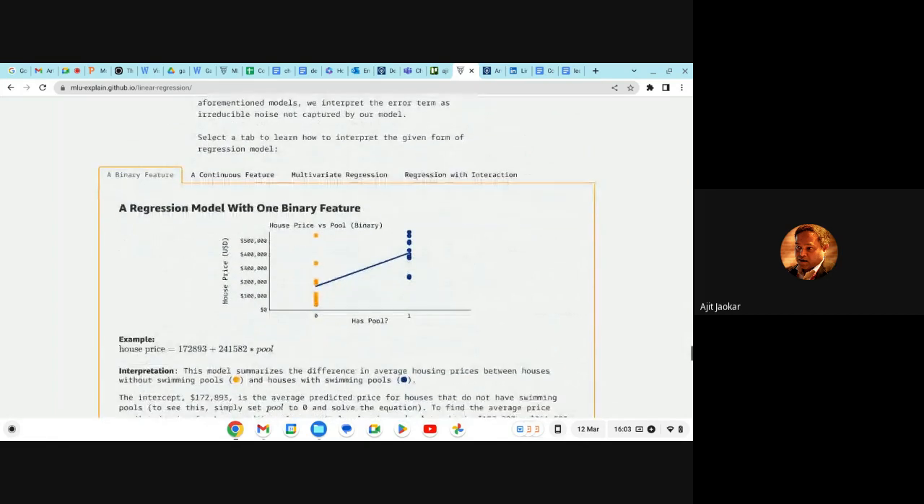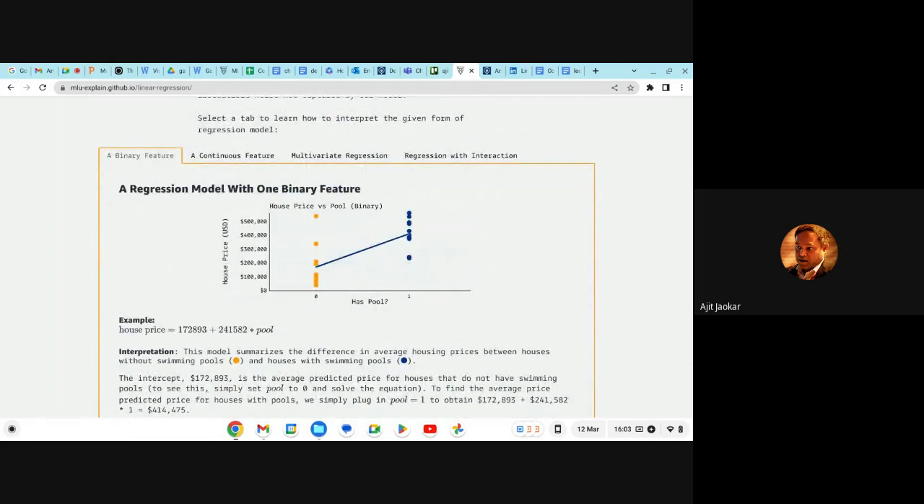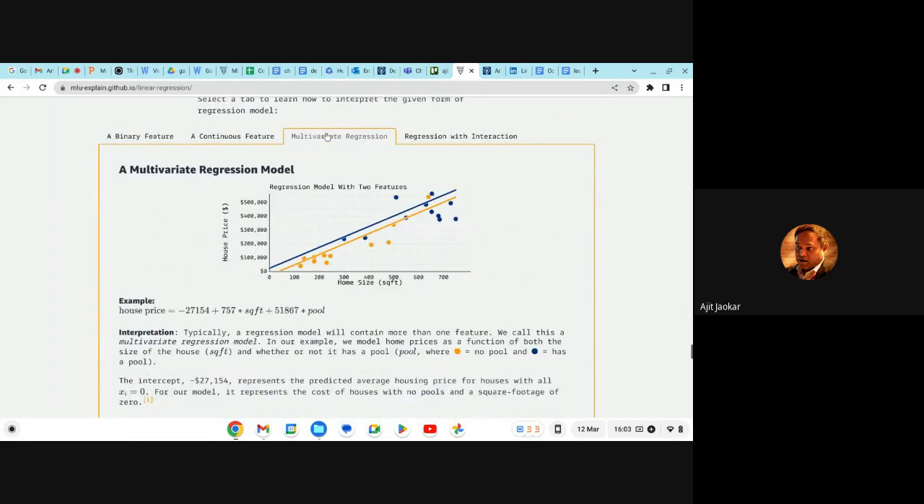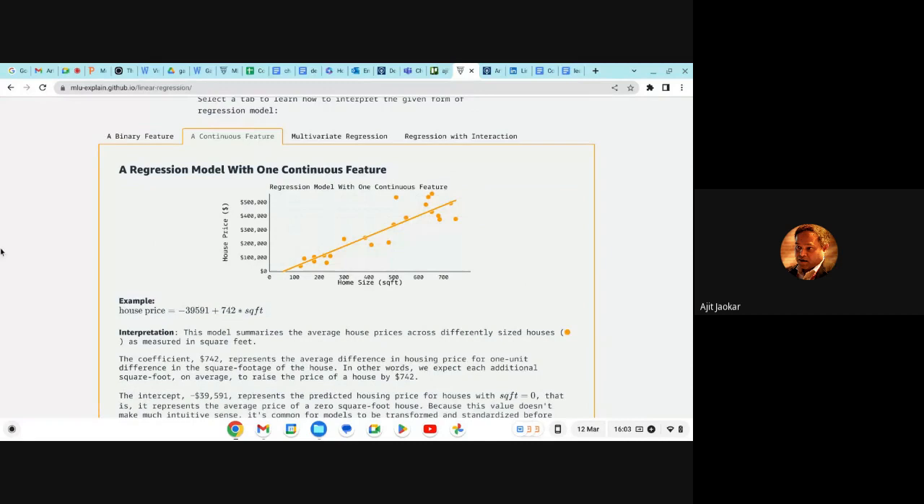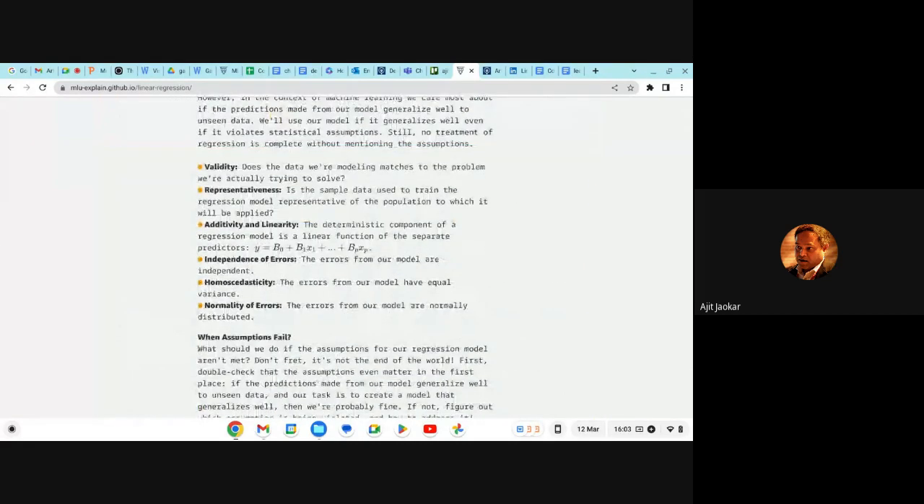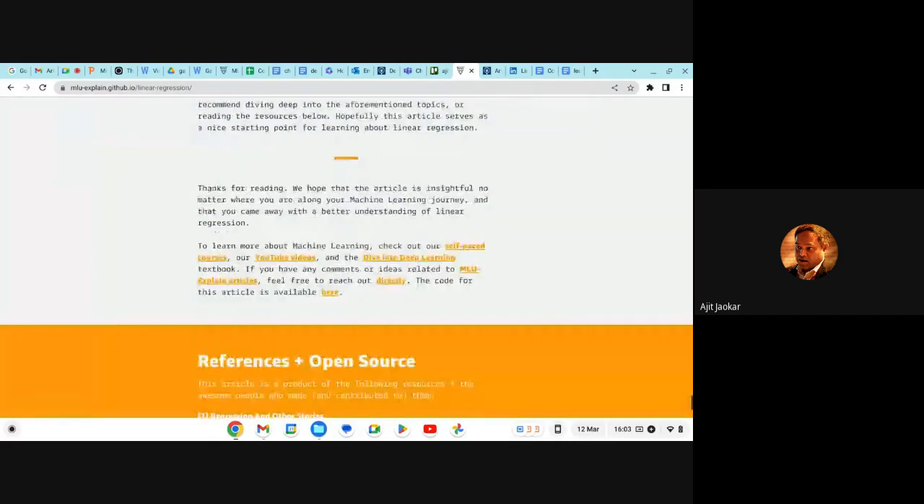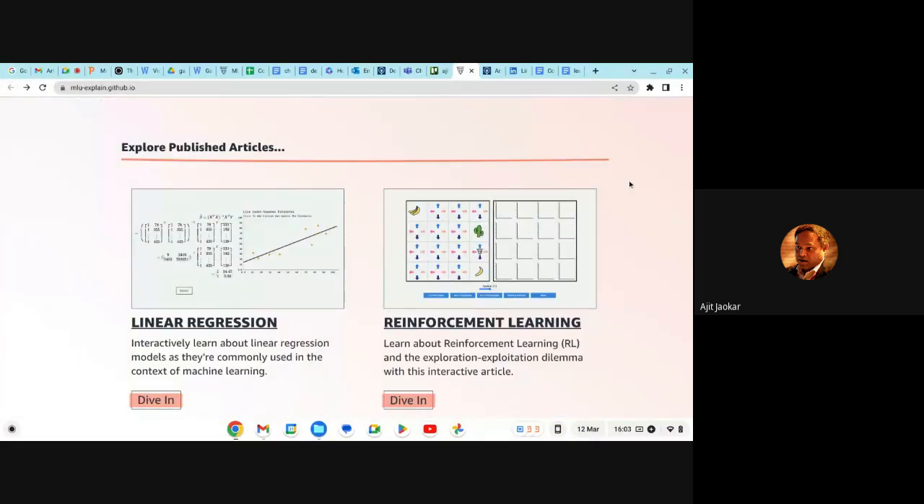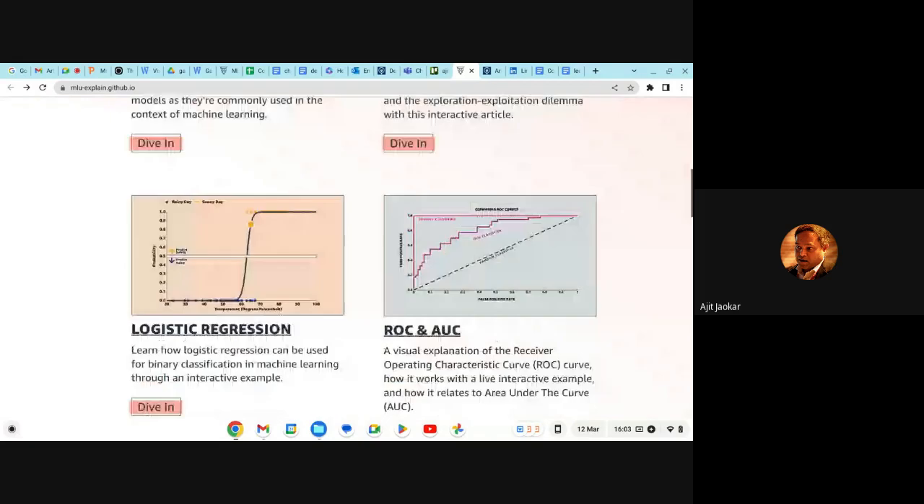And now there are some more examples of this which are a bit more complex. For example, you've got multivariate regression. You've got regression with interaction, continuous features, and so on and so forth. So the point here is that this is a good way for you to understand some of these ideas, and it's also visual. So I suggested you have a look at this. This is one of the first ones I wanted you to see. The second one, so don't look at reinforcement learning. That's a little bit more complex algorithm.